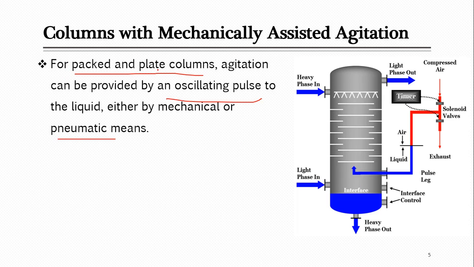So if we have packed and plate columns, this is the easiest way to create this agitation. Or sometimes you can also create agitation by mechanical means. We will look at one example. I think here we have a packed tower that is mechanically agitated. Mechanical agitation is done with the help of a rotor, blades or these impellers you have seen yesterday.